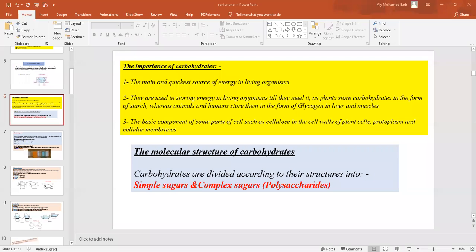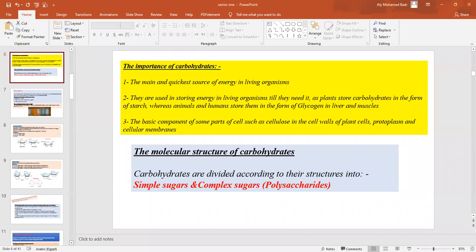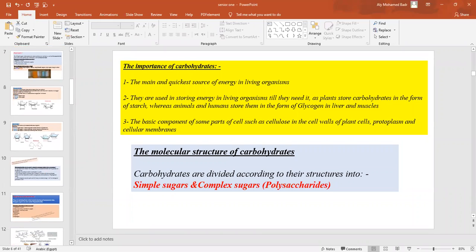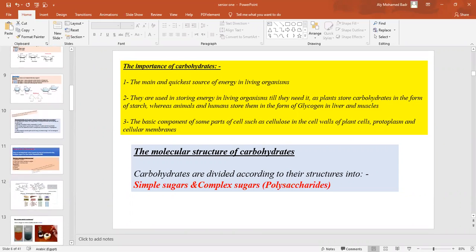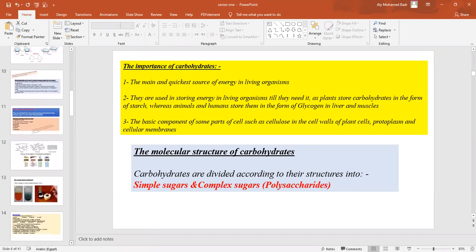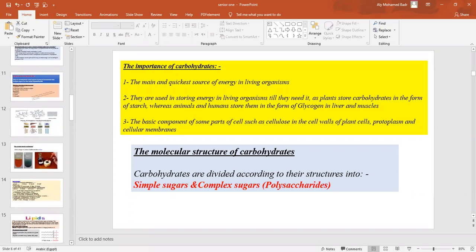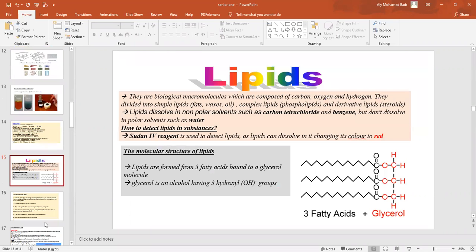Today we are going to discuss the other session in our biology lesson. The last time we talked about carbohydrates, their importance and structure, and we know how to detect the simple carbohydrates and starch, which is a complex carbohydrate. Today we are going to talk about lipids.